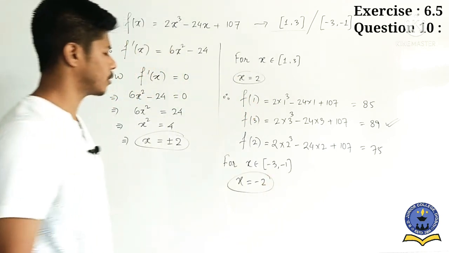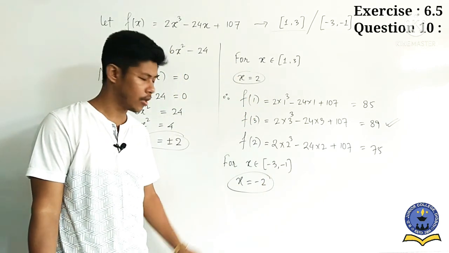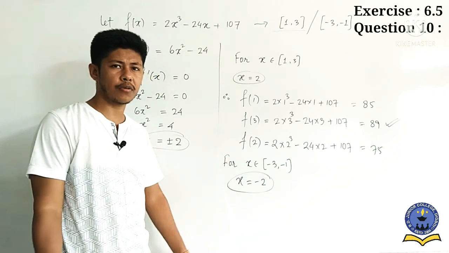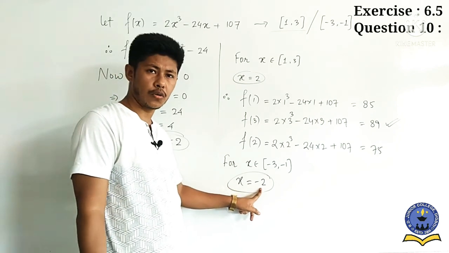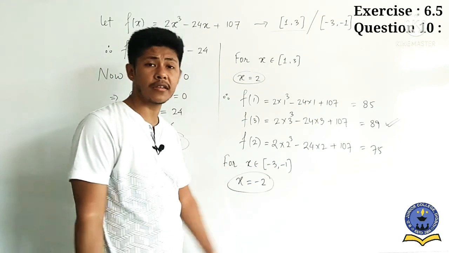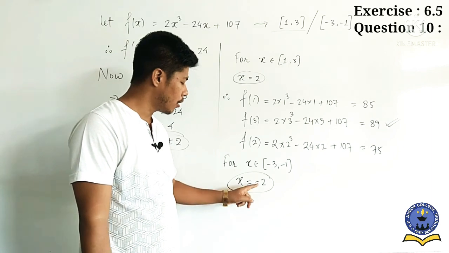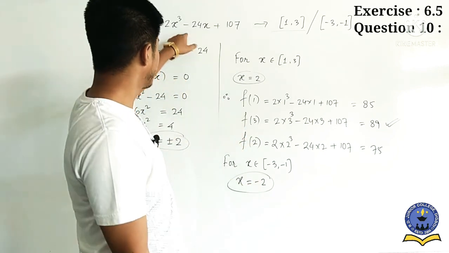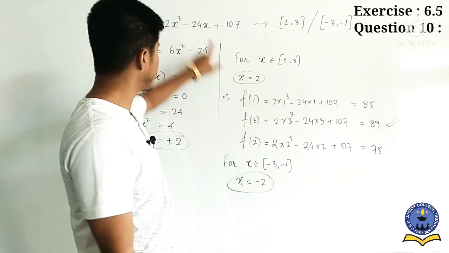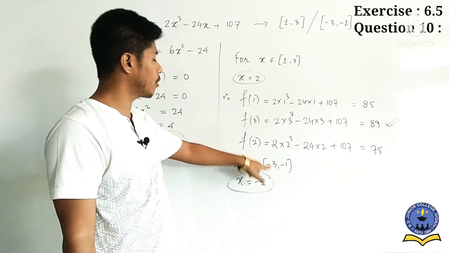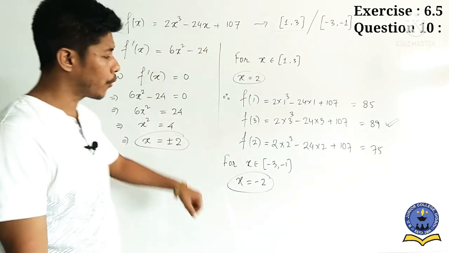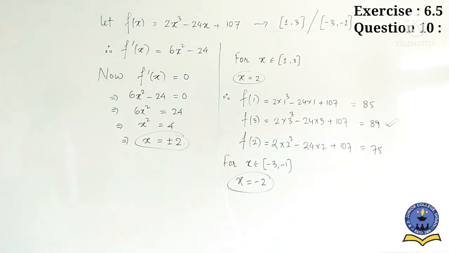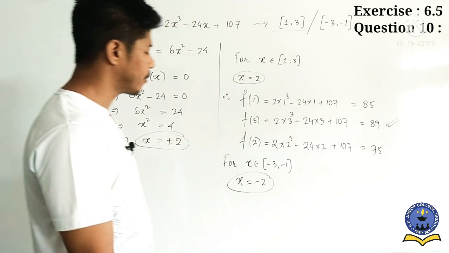Here the critical point is x equal to -2, because -2 lies between -1 and -3. So the critical point is x equal to -2, and the endpoints are -3 and -1. Isn't it? One by one we have to put these in the given function: x equal to -2, x equal to -3, and x equal to -1. When we calculate, the highest value we get in this case is 139.